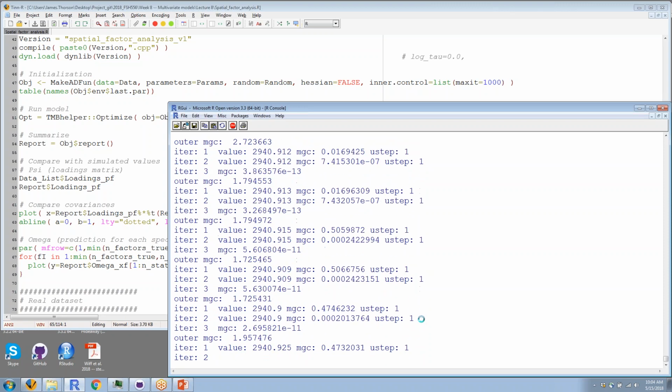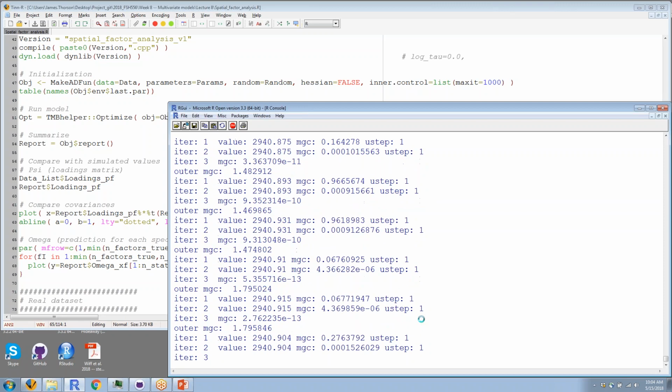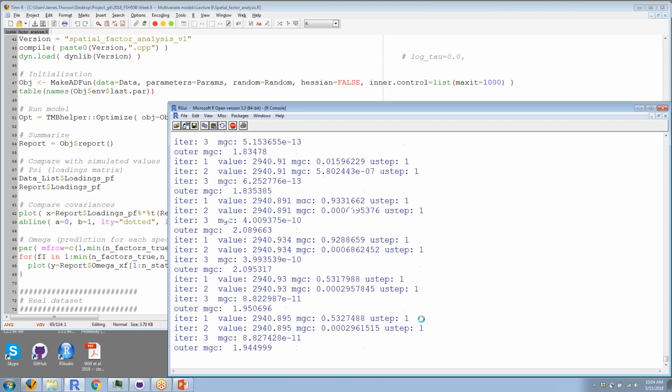Take questions while we're waiting for this. How did you choose 2 factors? In this case, I'm just trying to show the code.